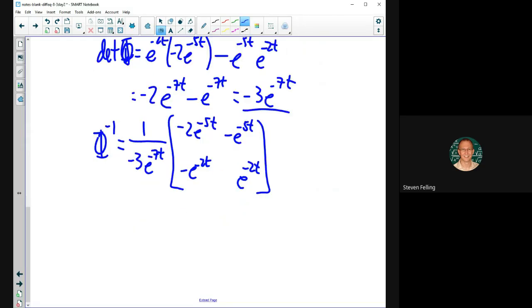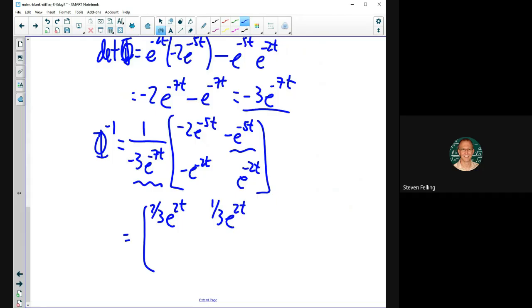Okay, so the next thing we're going to do is multiply in this 1 over determinant part. We have a negative divided by a negative, so that's going to just be positive 2/3. E to the negative 5t divided by e to the negative 7t: negative 5 minus negative 7 is negative 5 plus 7, which is e to the positive 2, so this will be e to the 2t. This one over here is a negative 1 over a negative 3, so it's positive 1/3, and then also e to the 2t.